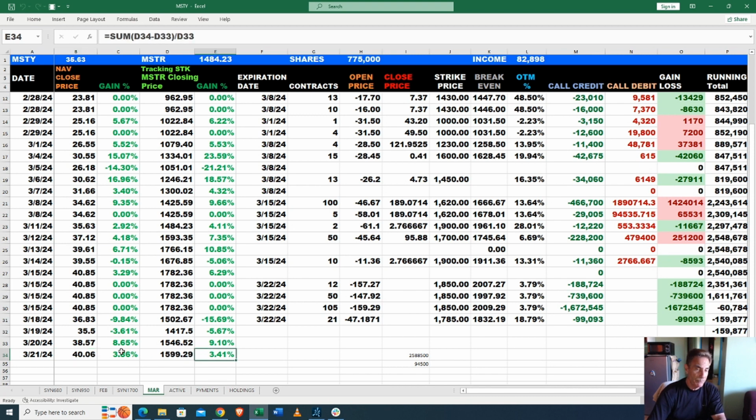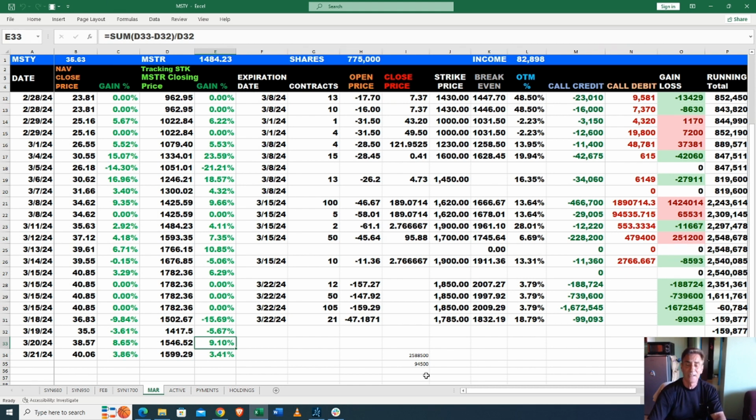So we were up 3.86% to 40.06. The underlying asset, MSTR, MicroStrategy, was up 3.41. You don't get that often. Yesterday we were up 8.65 and MSTR was up 9.1. So not bad. We actually beat it today.